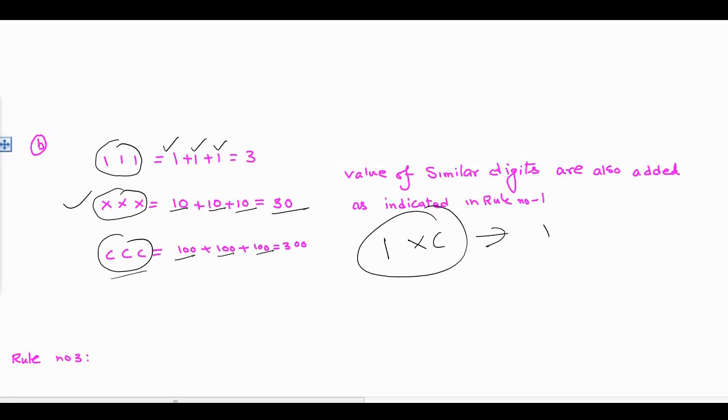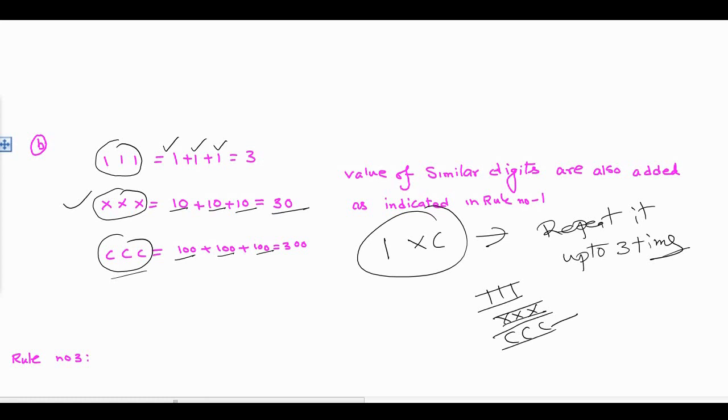We can repeat it up to 3 times. You all know that this is I. We can write it like this, and we can repeat it. This is 3, this is 30, and this one is 300.